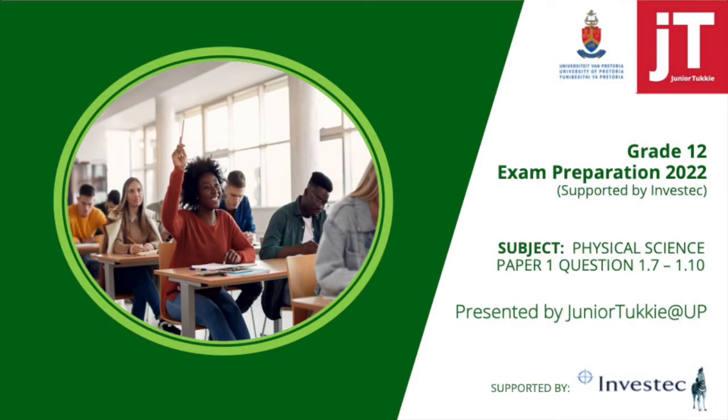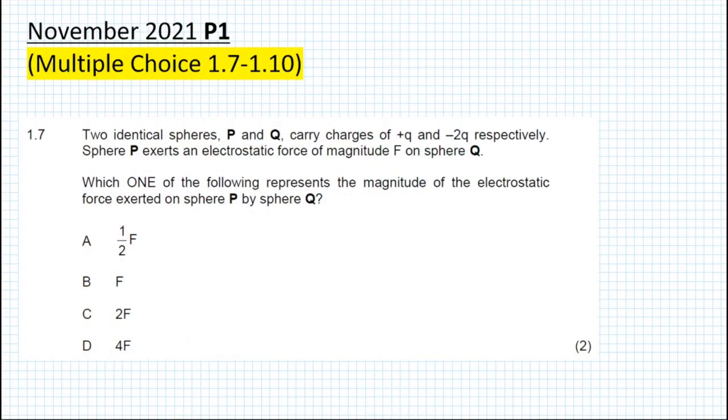Hello grade 12, you are now watching the last of the videos on the multiple choice section of the November 2021 paper 1 exam. We're looking at question number 1.7 to 1.10.